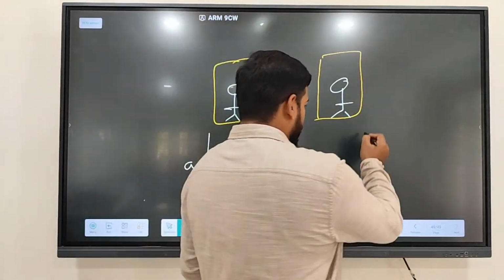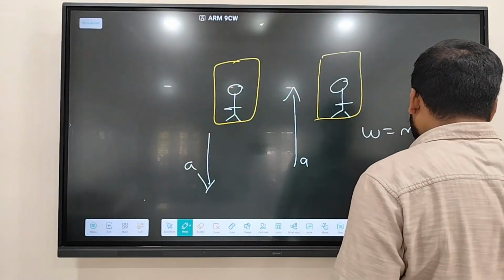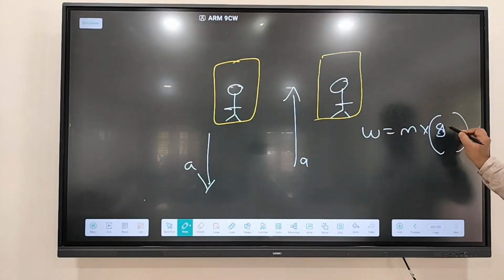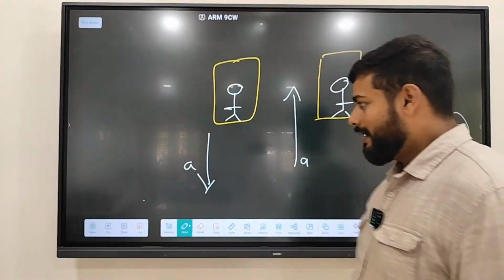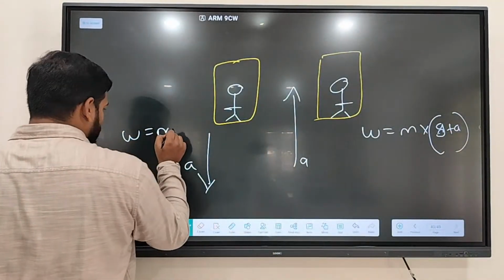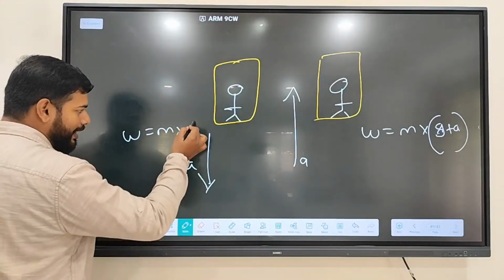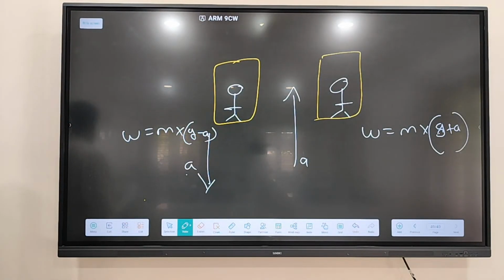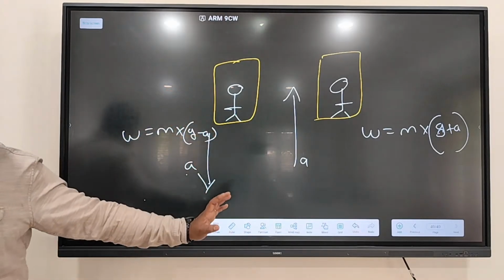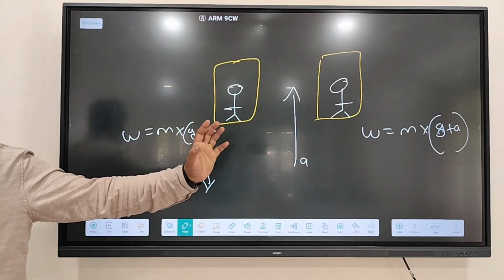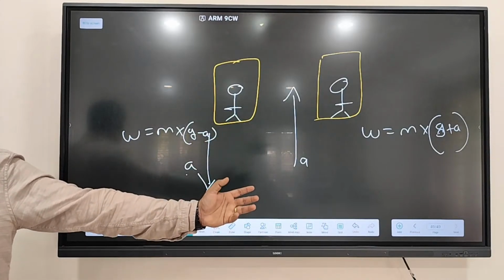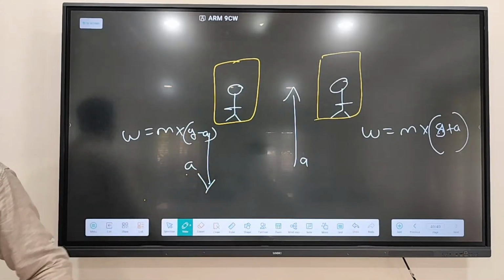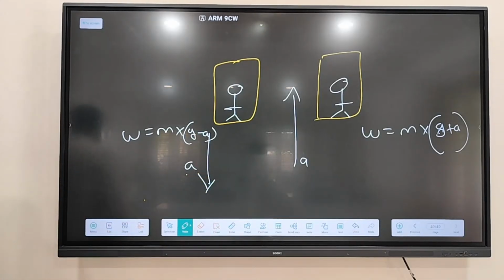Here, weight is equal to mass into acceleration due to gravity. To this acceleration due to gravity, this acceleration will be added. Here, weight is equal to mass into acceleration due to gravity. This acceleration will be subtracted. That's it. While going down, the weight will be little reduced. While going up, the weight will be increased because of the acceleration of the lift. That's it.